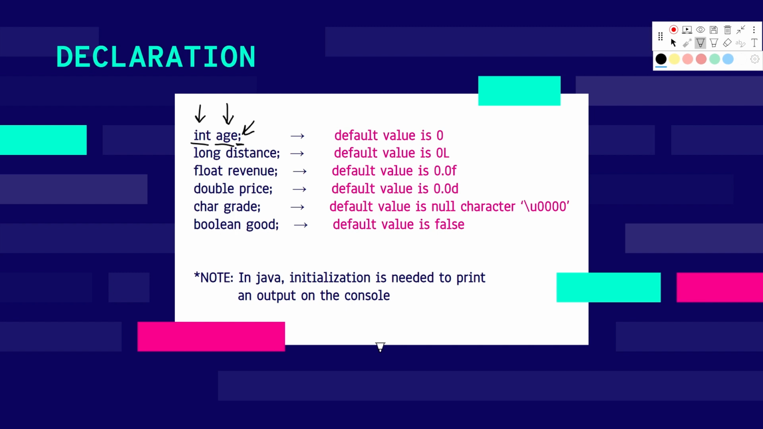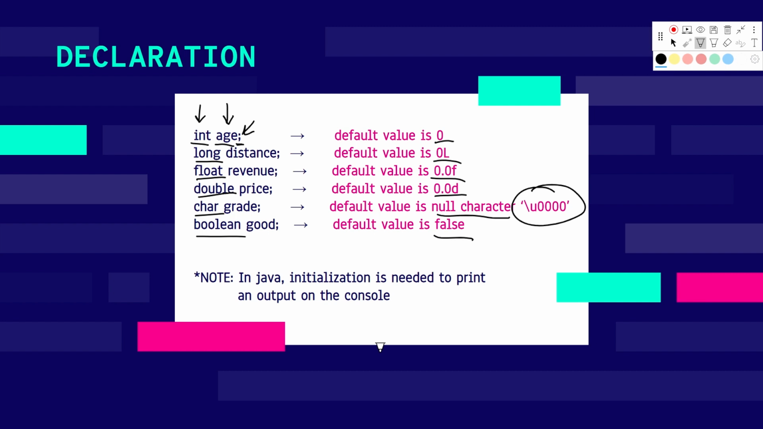So we first write the data type, then the name of the variable, and finally a semicolon. Now it's important to note that all data types have a default value. For integers, for example, the default value is 0. For long values, the default value is 0L. L is for long. For float, it's 0.0f. For double, it's 0.0d. For char, it's the null character. And for Boolean, the default value is always false.